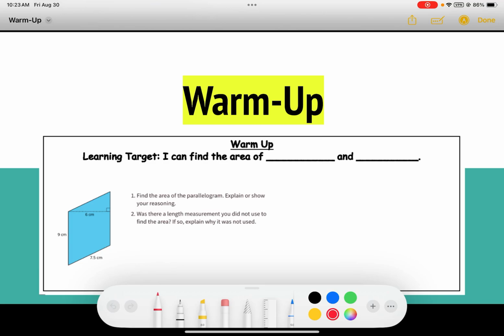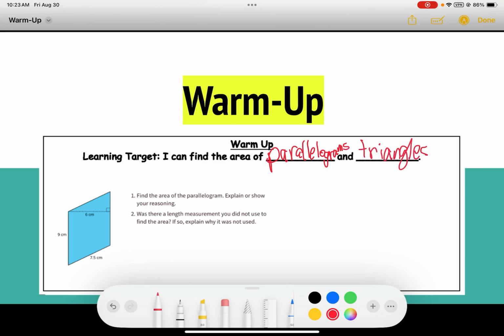Welcome to Priority Standard 14.3. This one is talking about area of parallelograms and area of triangles. So make sure you've completed the warm-up as a class. The learning target today is I can find the area of parallelograms and triangles.